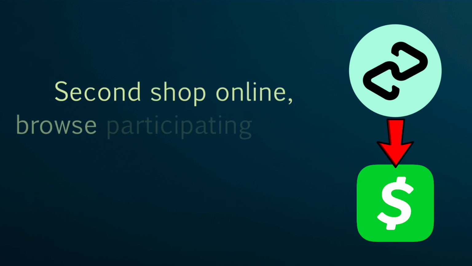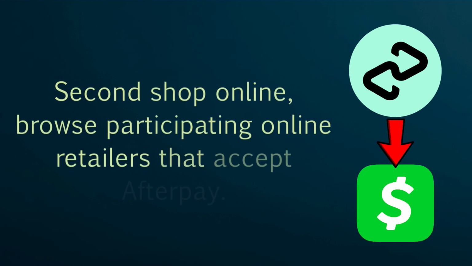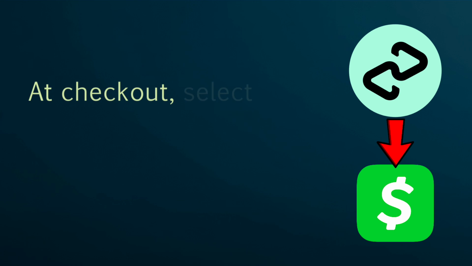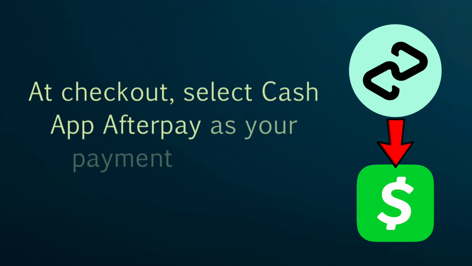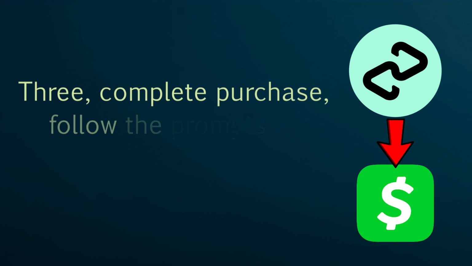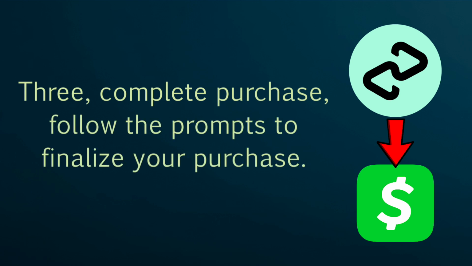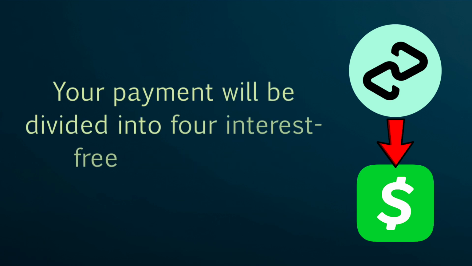Second, shop online. Browse participating online retailers that accept Afterpay. At checkout, select Cash App Afterpay as your payment method. 3. Complete purchase. Follow the prompts to finalize your purchase. Your payment will be divided into 4 interest-free installments.